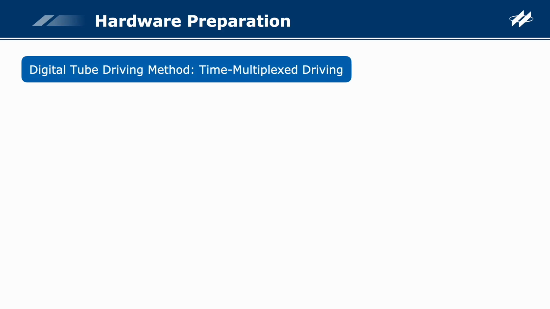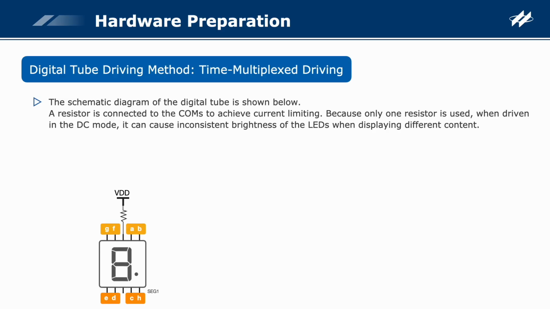Let's learn about the time multiplex driving method of digital tubes. The schematic diagram of the digital tube is shown below. A resistor is connected to the COMs to achieve current limiting. Because only one resistor is used, when driven in the DC mode, it can cause inconsistent brightness of the LEDs when displaying different content.